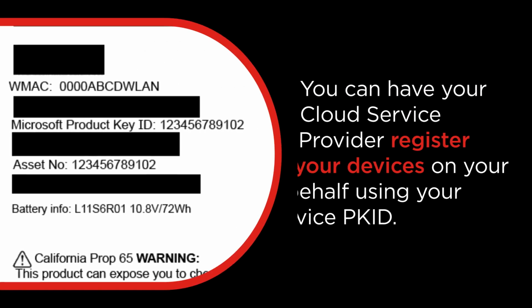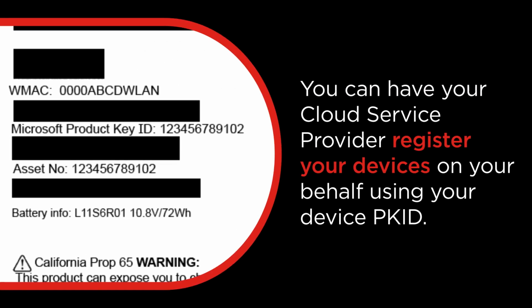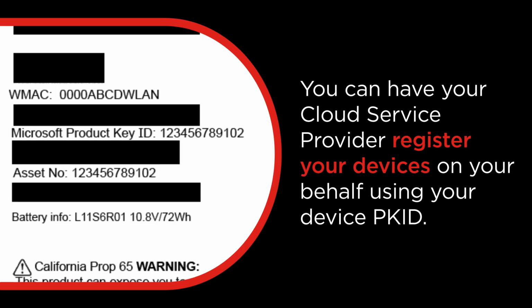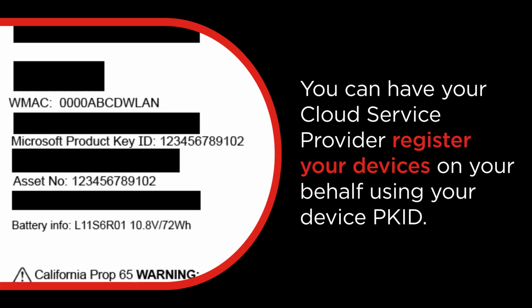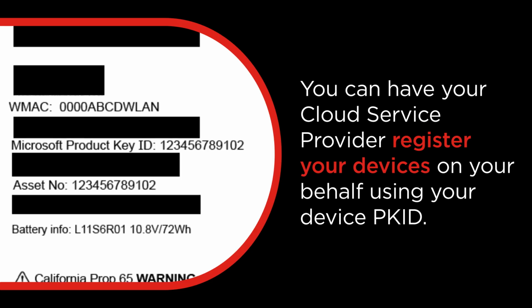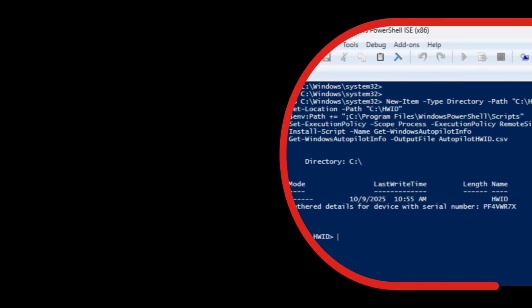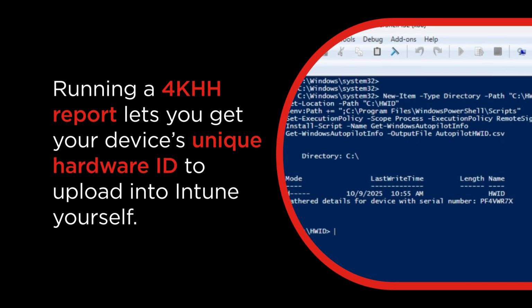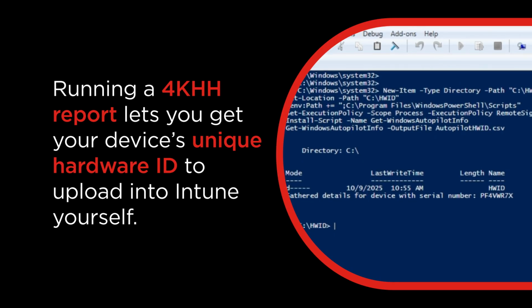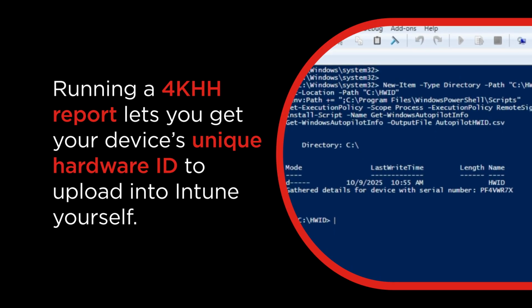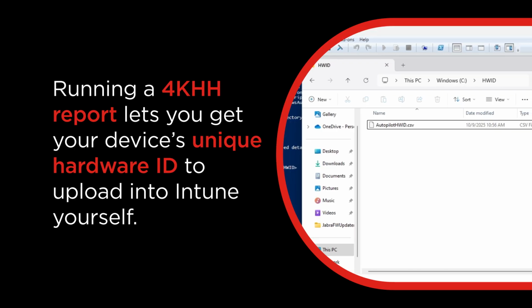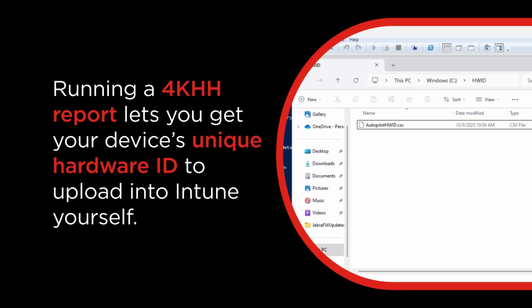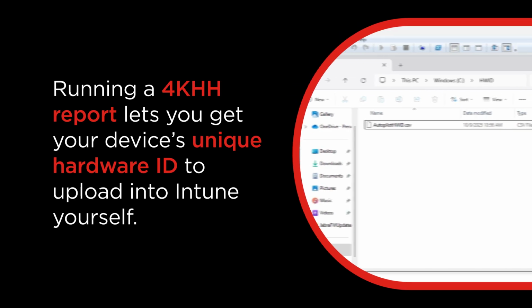A third option is to have your cloud service provider register Autopilot devices on your behalf. Lenovo can support this with a PKID report service, allowing your partner to upload devices through the Microsoft Partner Center. The fourth and final service, called the 4KHH report, or 4K hardware hash, provides you with each device's unique hardware identifier. This allows you to handle registration yourself by uploading your ThinkSmart devices directly into your Intune Autopilot page.